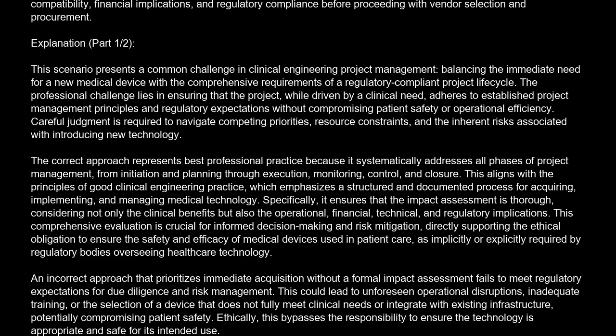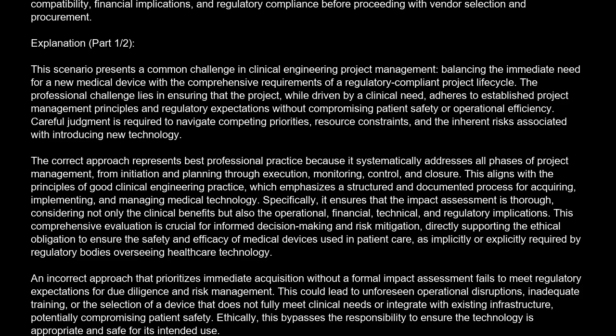This comprehensive evaluation is crucial for informed decision-making and risk mitigation, directly supporting the ethical obligation to ensure the safety and efficacy of medical devices used in patient care, as implicitly or explicitly required by regulatory bodies overseeing healthcare technology.